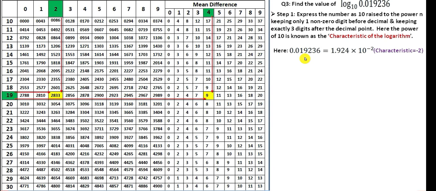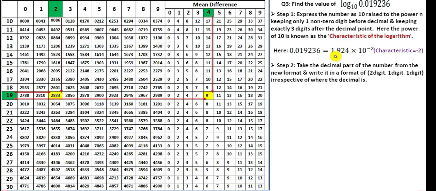So, here the important point is you have to keep exactly 3 digits, and if there are more than 3 digits after the decimal point, then you have to approximate them up to 3 decimal numbers. Okay. So, this is the deal. Now, what is the next step?